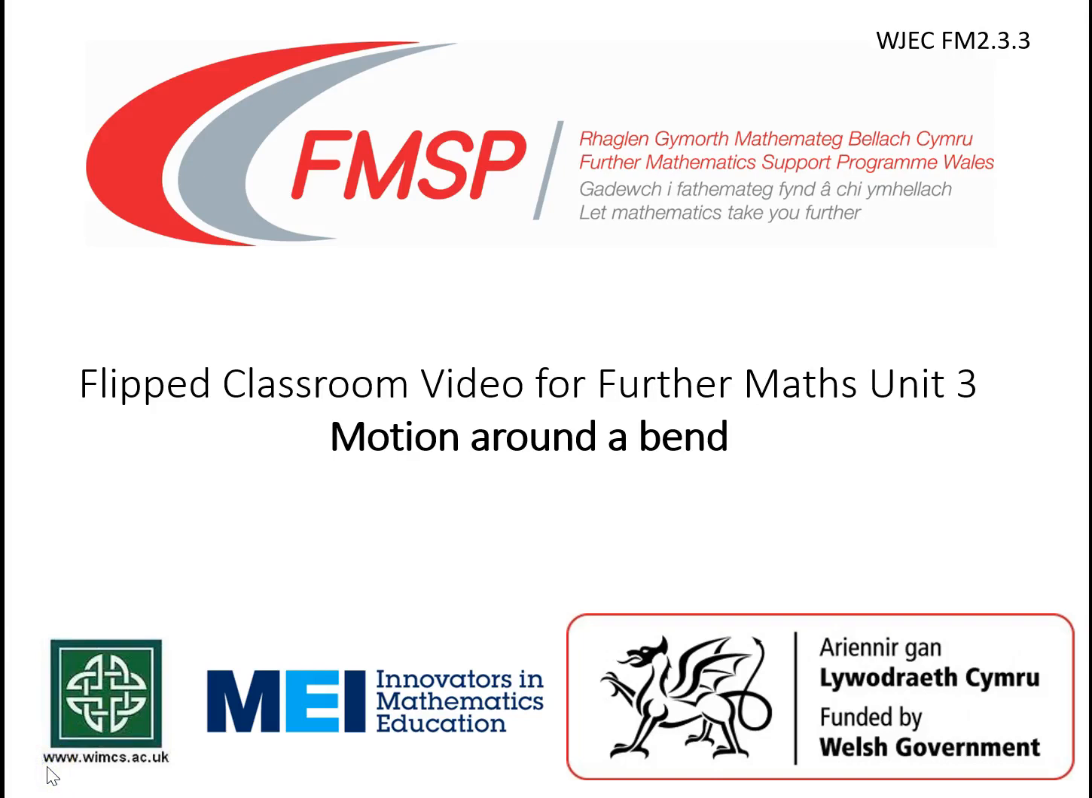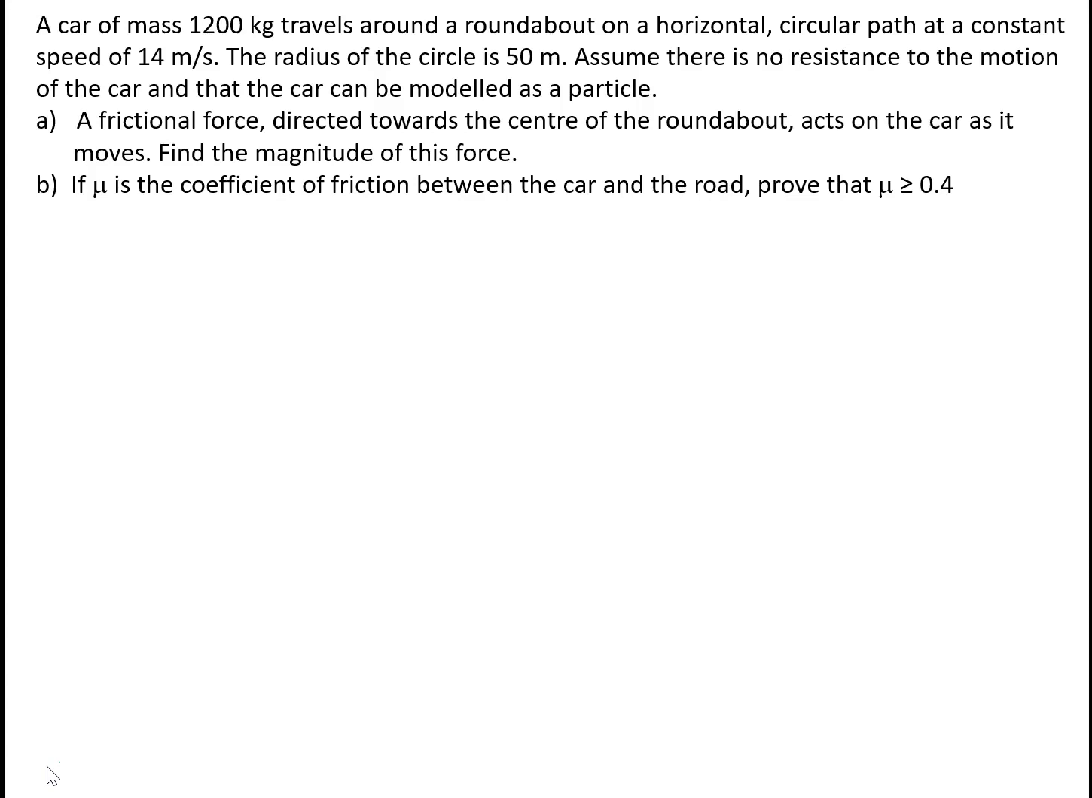In this video we're going to have a look at how our work on the motion of a particle in a horizontal circle can be used to model the motion of a vehicle around a bend. So, for our first example, we've got a car of mass 1200 kilograms travels around a roundabout on a horizontal circular path at a constant speed of 14 meters per second.